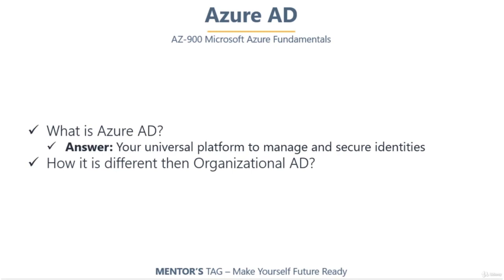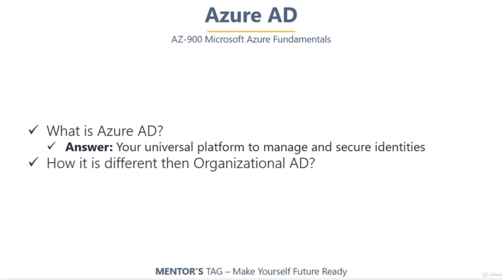If I focus on the official definition, Microsoft says that Azure AD is your universal platform to manage and secure identities. Now, identity itself is a big word, and Microsoft has divided identities into 4 different sections, which are known as 4 pillars of identity. These four pillars are authentication, authorization, administration, and auditing.